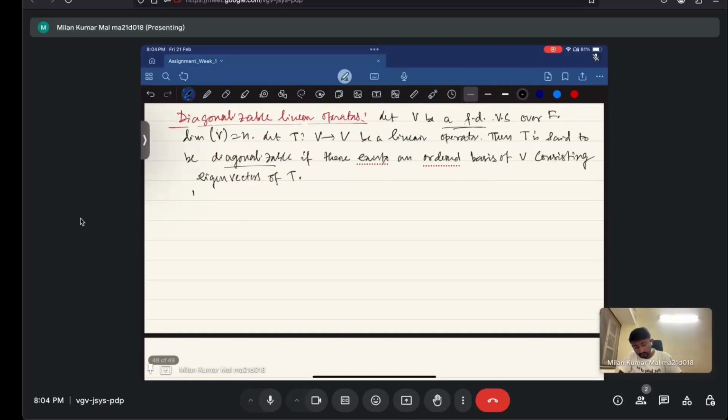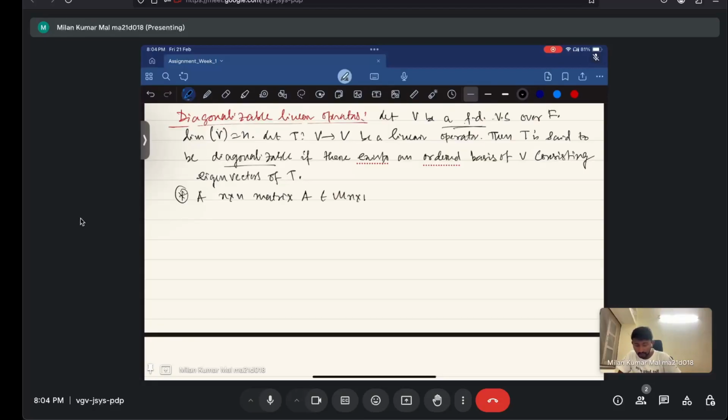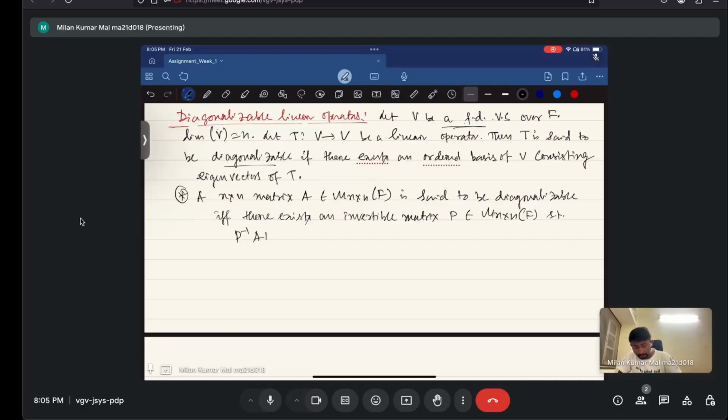Okay, and that is equivalent to: equivalently, an n by n matrix A belonging to the n by n matrix space is said to be diagonalizable if and only if there exists an invertible matrix P in this space such that P inverse A P is diagonal. So these two statements are equivalent.